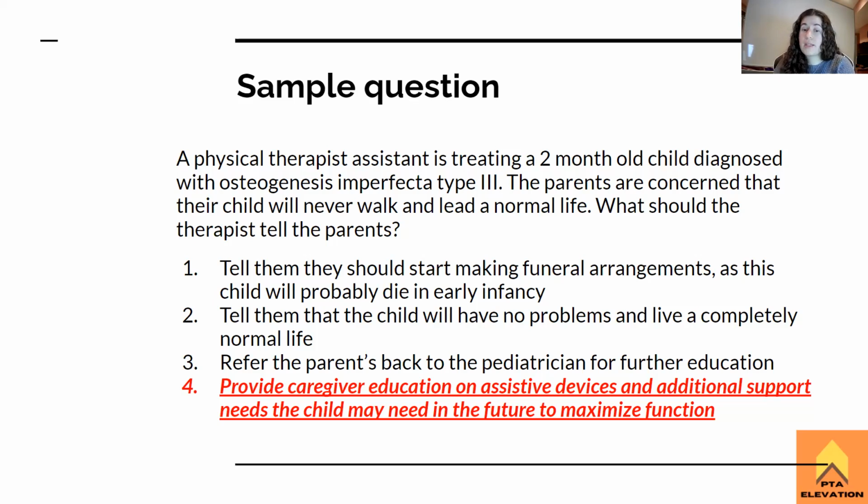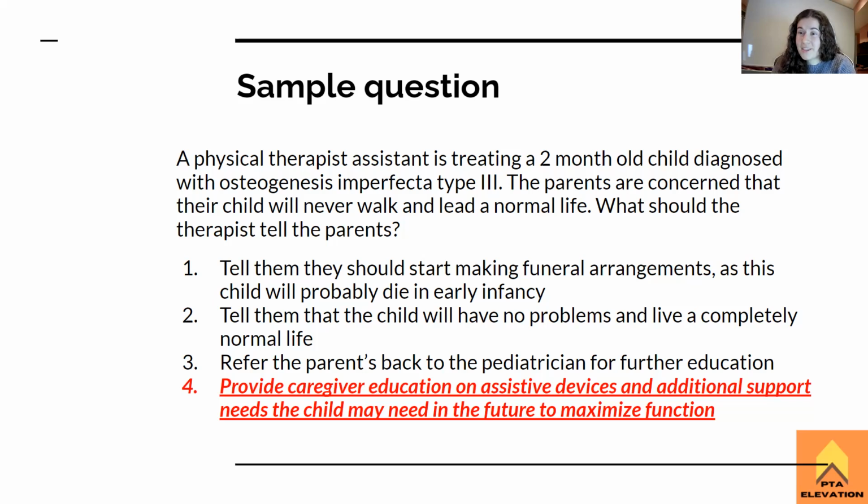So number 4, stating, provide caregiver education on assistive devices and additional support needs the child may need in the future to maximize function. Essentially, how you should interpret this answer is that your child is going to need support later on in life. This is how I would say it to the parents. Your child is going to need help later in life, just being able to get around and live their life to the absolute fullest. What will allow them to do that will be additional support needs and a wheelchair or other assistive devices to help this child function as happily in society as they absolutely want to. Essentially, their version of normal is just going to look a little bit different than yours.